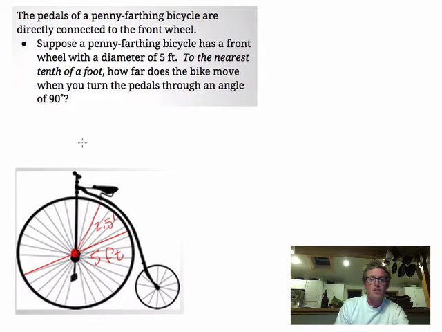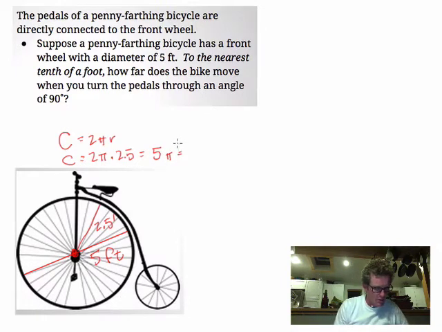If I was trying to figure out the total circumference, I know that circumference is going to equal 2 pi r. Since my radius equals 2.5, I'm going to do 2 pi times 2.5 equals circumference, and in the end that equals 5 pi. What is 5 pi? 5 pi equals 15.70 feet. That's how long it is around that wheel, 15.7 feet.